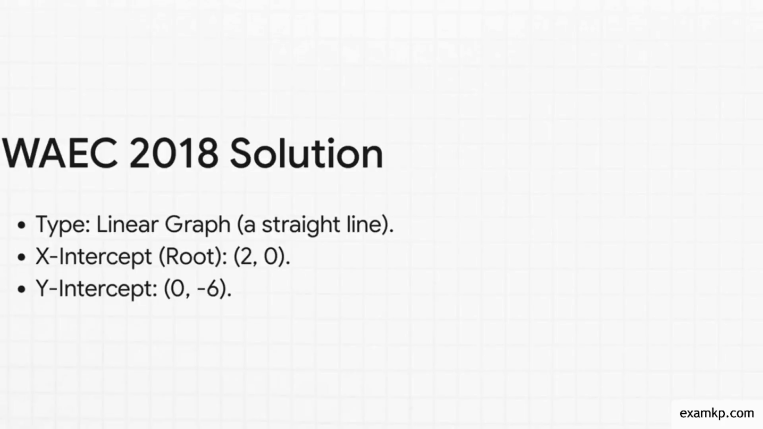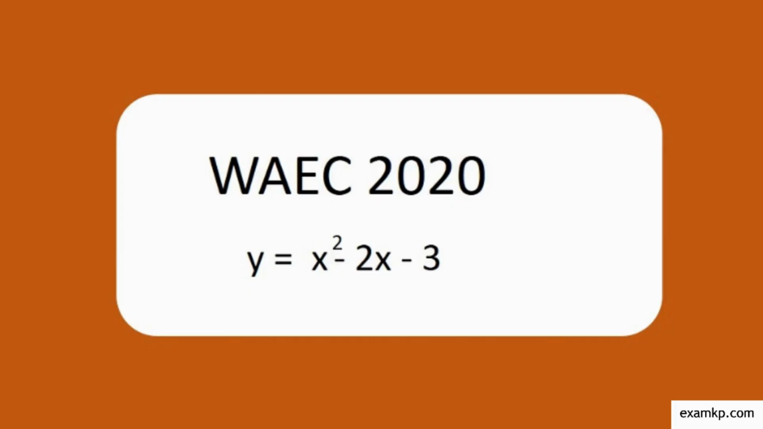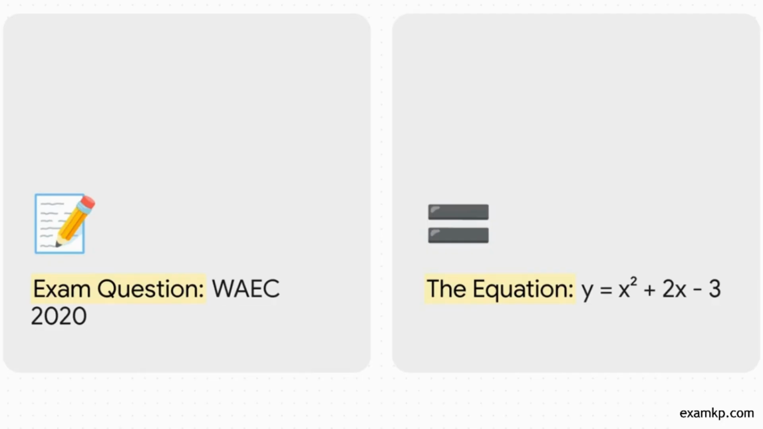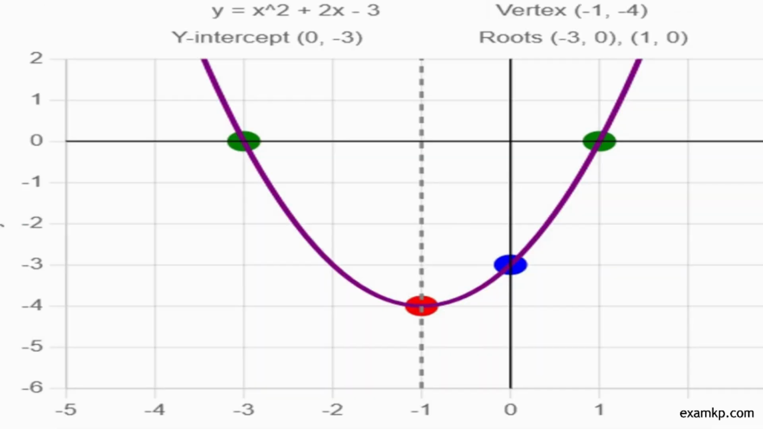Let's try another. WAEC 2020, the equation is y equals x squared plus 2x minus 3. And right away, that x squared should be like a giant flashing neon sign for you. We know we are not dealing with a straight line anymore. We are in parabola territory. And solving it just means finding those key features we learned.